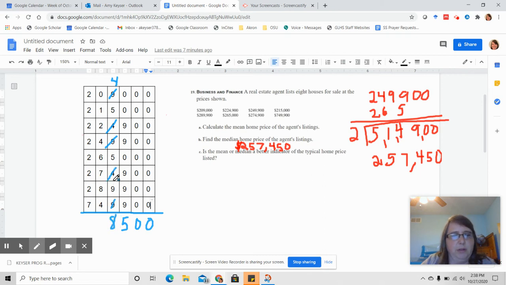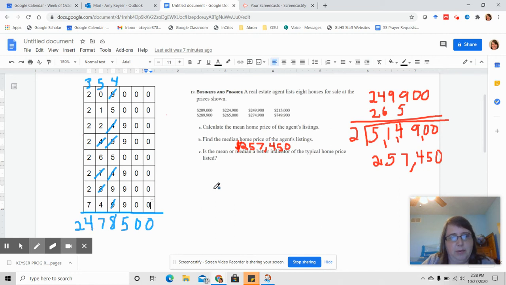So that is 1, 2, 3, 4, 5 carries. 5 and 1 is 6, and 2 is 8. 8 and 2 is 12. 2 and 6 is 8. 8 and 7 is 15. 5 and 8 is 13. 3 and 4 is 7. 1, 2, 3 carries. Then I have 2, 4, 6, 8, 10, 12, 14, plus another 10 is 24.